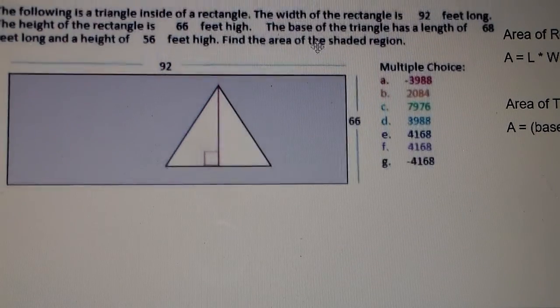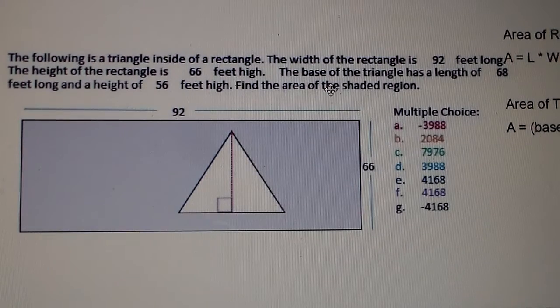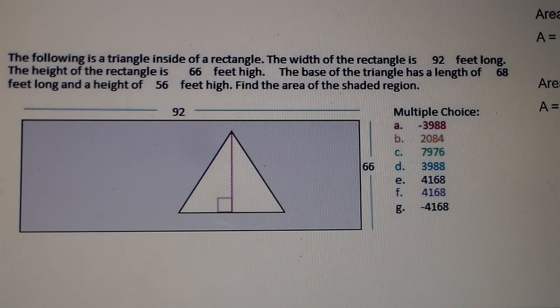Alright, here's our next one. Something got messed up with the camera. So the following is a triangle inside of a rectangle. The width of the rectangle is 92 feet long, and the height of the rectangle is 66 feet high. The base of the triangle has a length of 68 feet long, and the height is 56 feet high. Find the area of the shaded region.